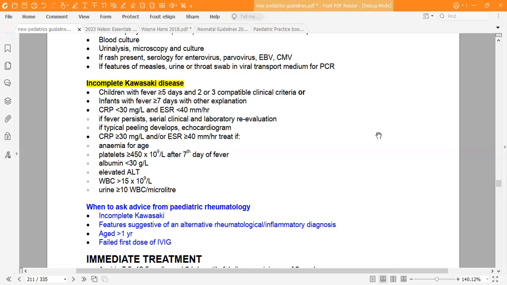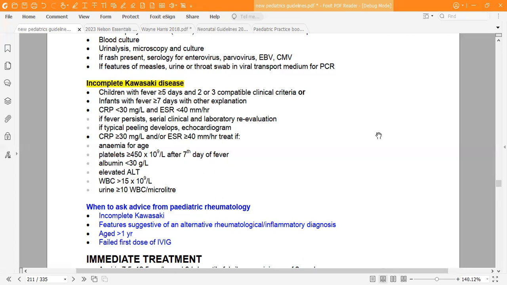So these are the signs you can find in cases of incomplete Kawasaki disease. Again, children with fever 5 days or more and 2 or 3 compatible clinical criteria, so it won't be 4, or infant with fever 7 days or more with no other explanation, CRP less than 30, ESR less than 40. So it's not complete Kawasaki criteria at all.